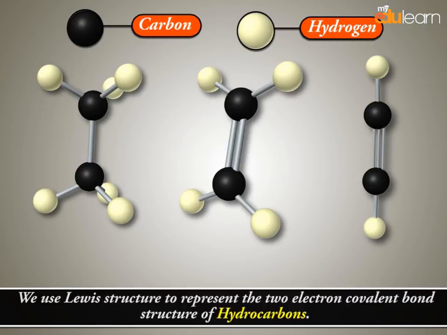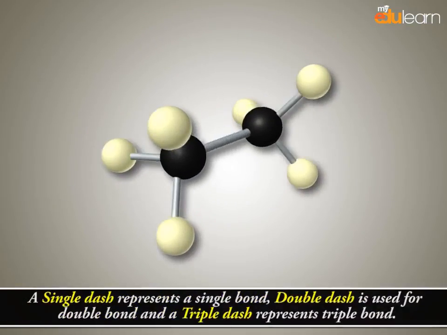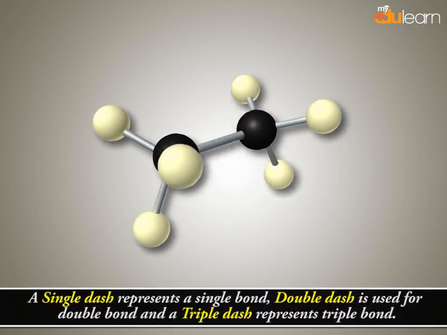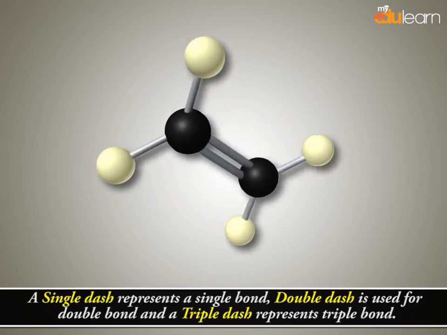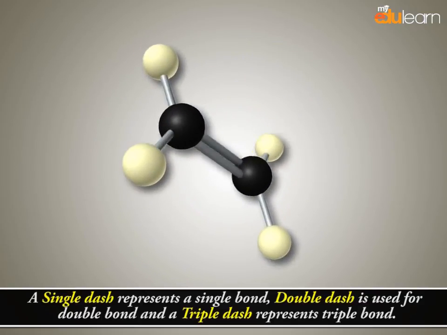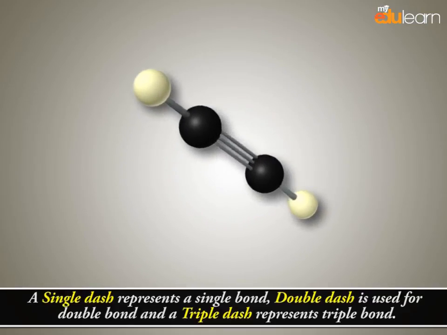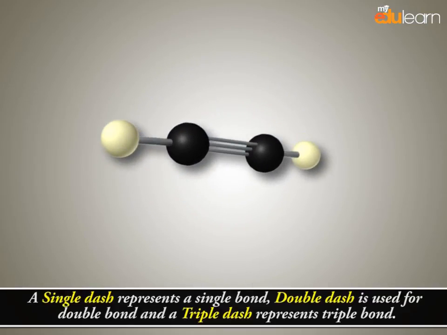We use Lewis structure to represent the two-electron covalent bond structure of hydrocarbons. A single dash represents a single bond, a double dash is used for a double bond, and a triple dash represents a triple bond.